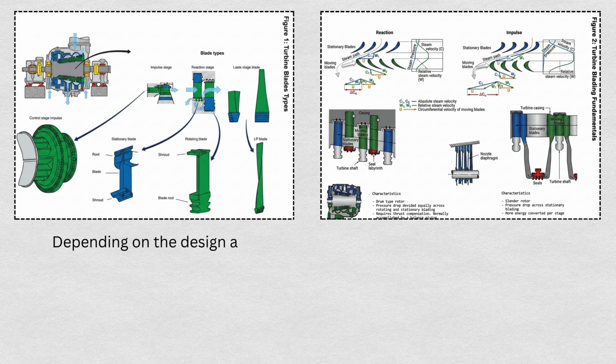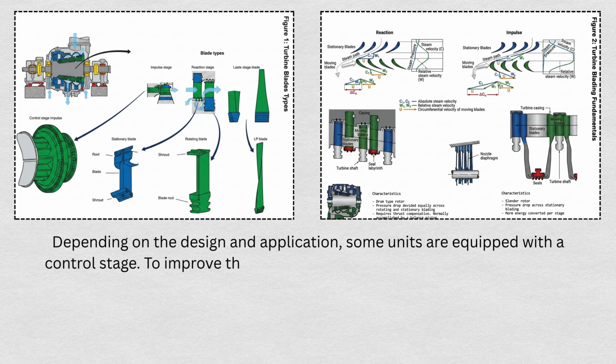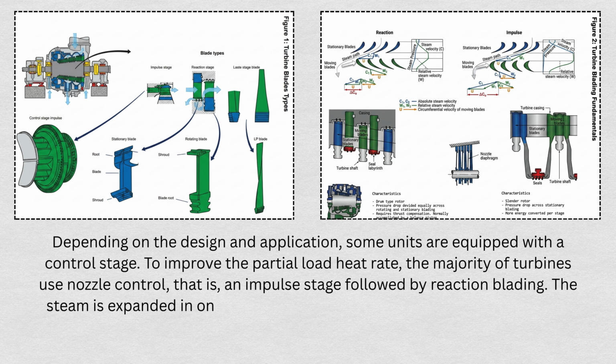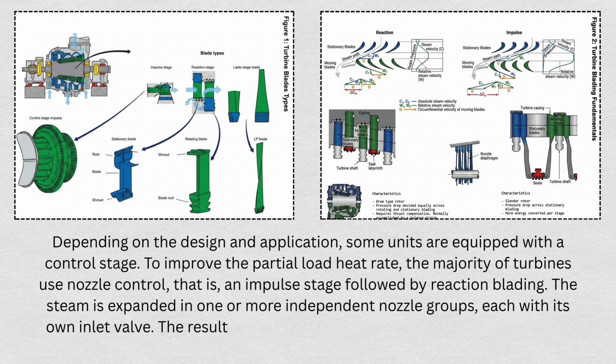Depending on the design and application, some units are equipped with a control stage. To improve the partial load heat rate, the majority of turbines use nozzle control, that is, an impulse stage followed by reaction blading. The steam is expanded in one or more independent nozzle groups, each with its own inlet valve. The resulting expansion is transferred to the control wheel.